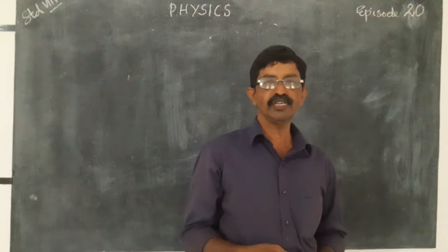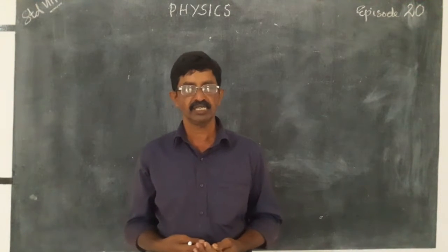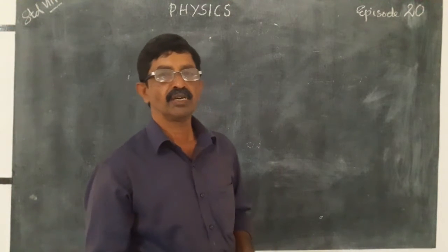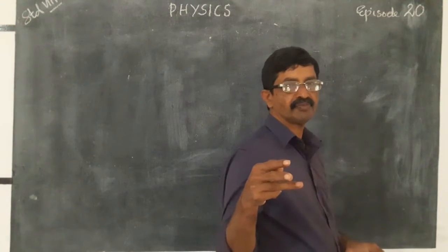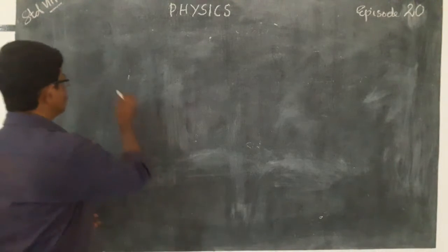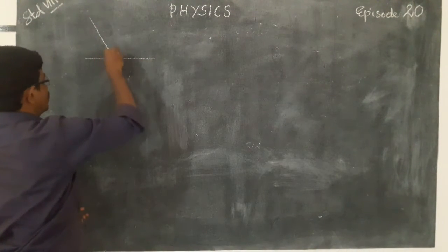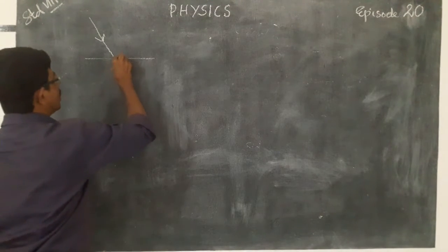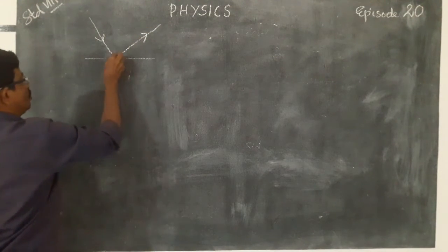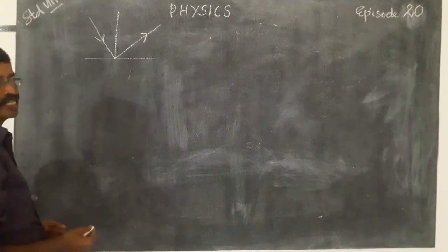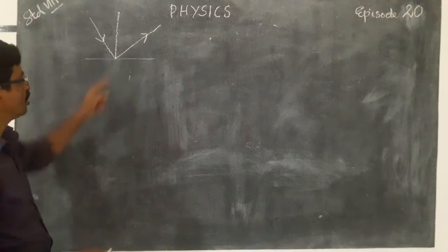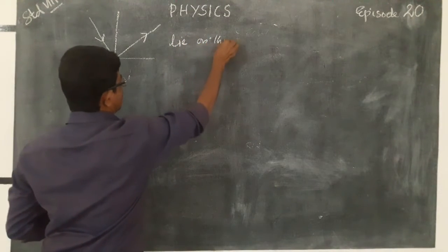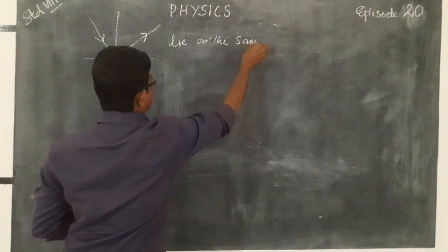And from this unit you also studied two laws of reflection. One is: the incident ray, the reflected ray, and the normal at the point of incidence all lie on the same plane.